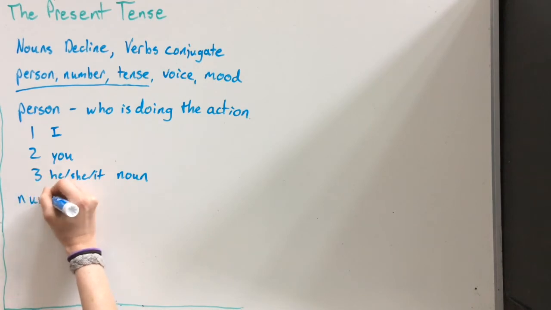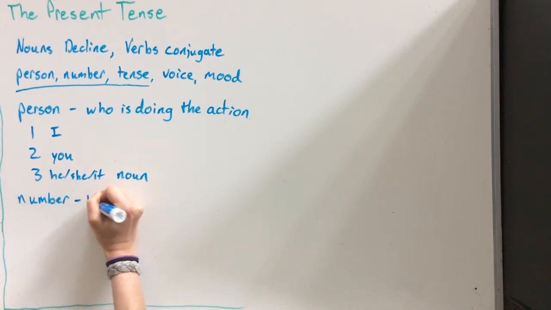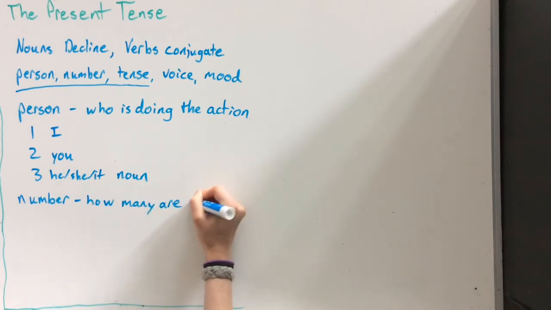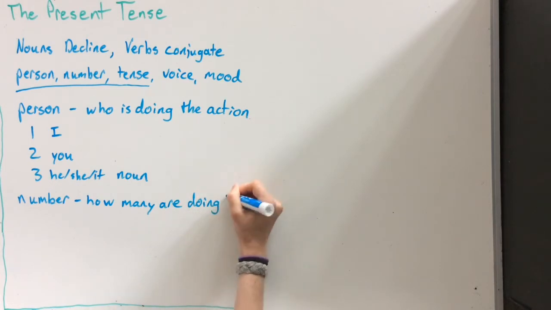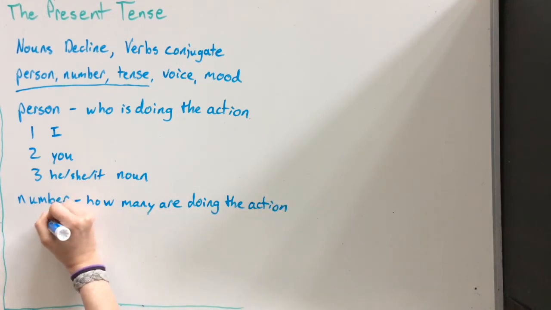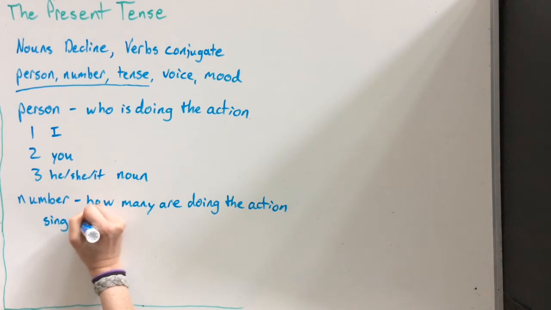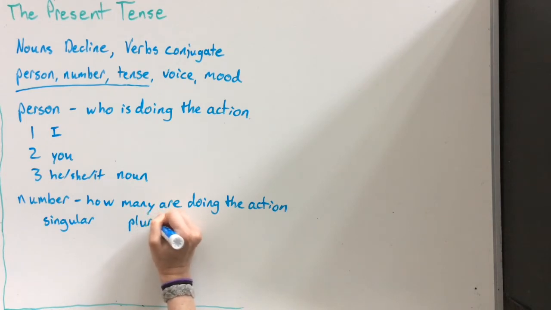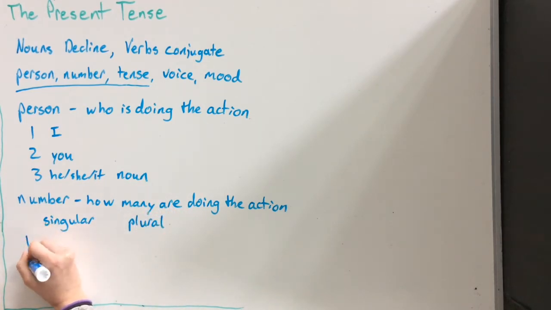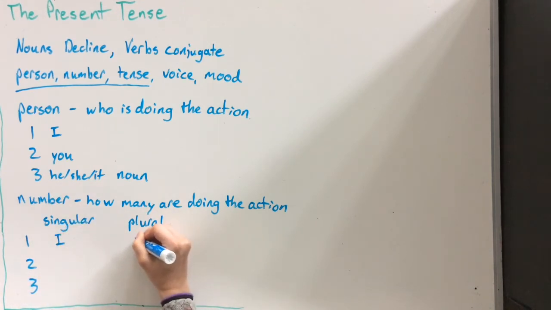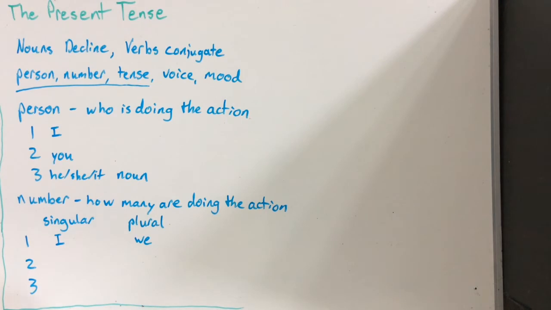Number, on the other hand, is how many are doing the action. And this is conveyed by singular, one person or thing is doing the action, or plural, many are. And there are different singular and plural forms for all three verb persons. So we have the singular I becomes the plural we. We are going to the movies.